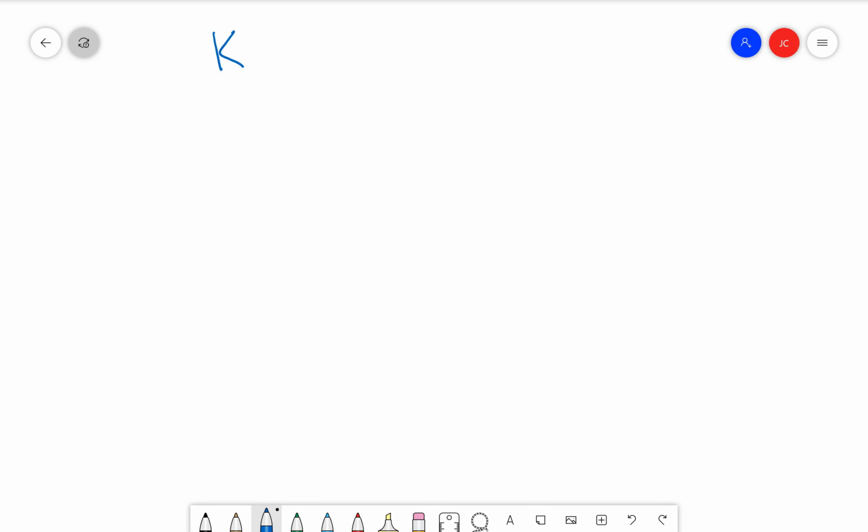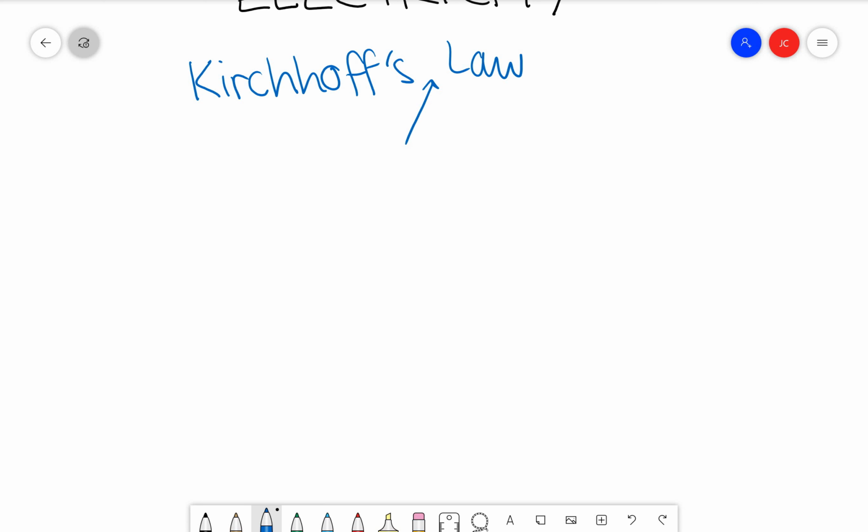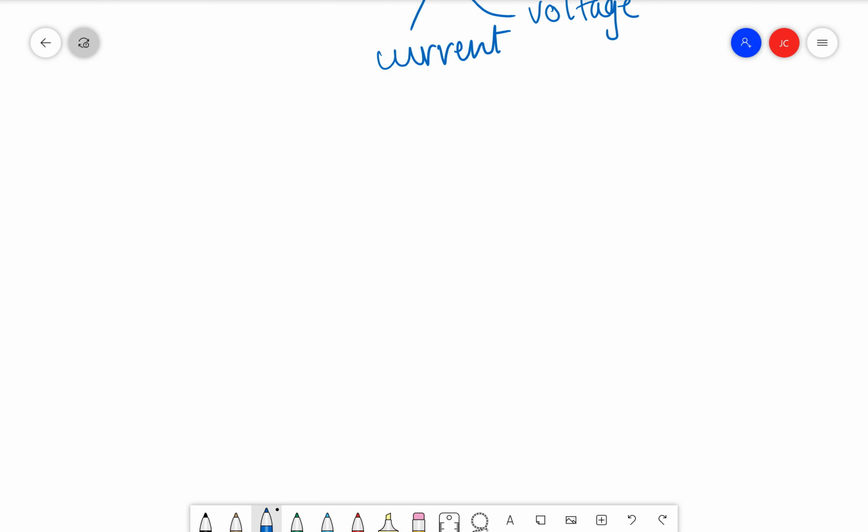We're going to start with a very important concept though, and that concept is called Kirchhoff's law. Technically there's actually two Kirchhoff's laws. There's Kirchhoff's current law, and there's Kirchhoff's voltage law. So we are going to look at current law and voltage law and explain what they are. Kirchhoff's current law is stated like this: the sum of current that enters a junction is equal to the sum of the current that exits the junction.